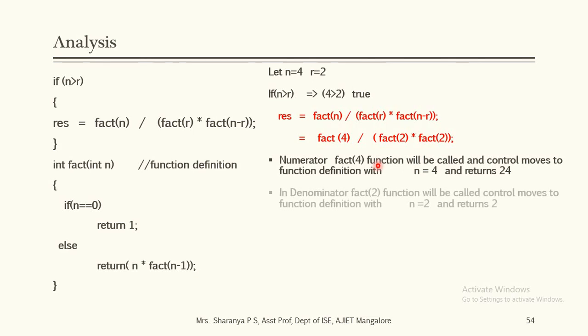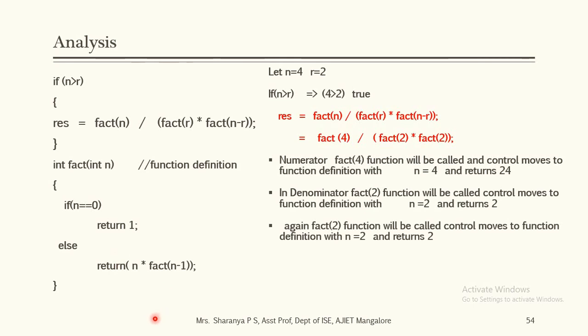After that, it will compute factorial of 2. When it finds factorial of 2, control will move to the function definition. Here fact of 2 will be called. Now it will return 2 into factorial of 2 minus 1, that is 1. So it computes the result, and as we know, factorial of 2 is 2. The same process is repeated, and once again factorial of 2 is computed and returns the result 2.